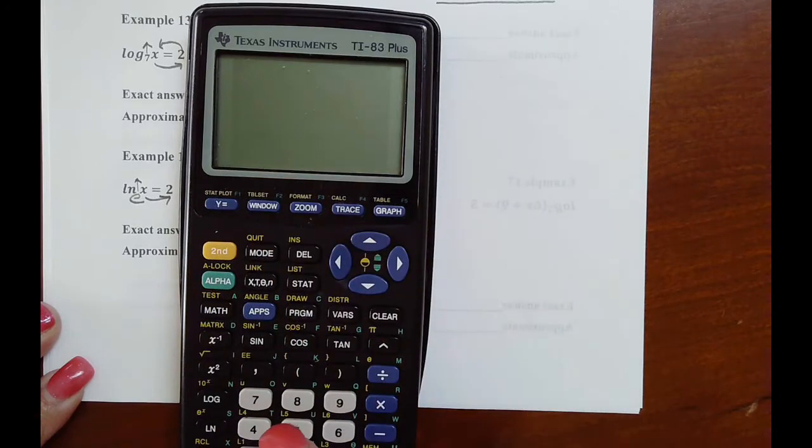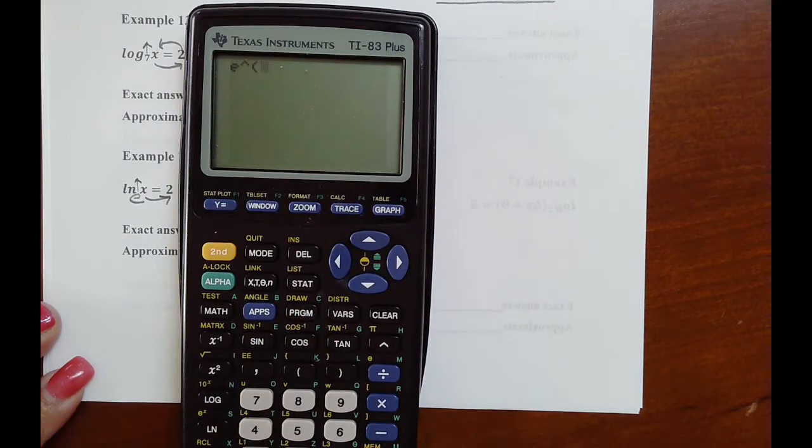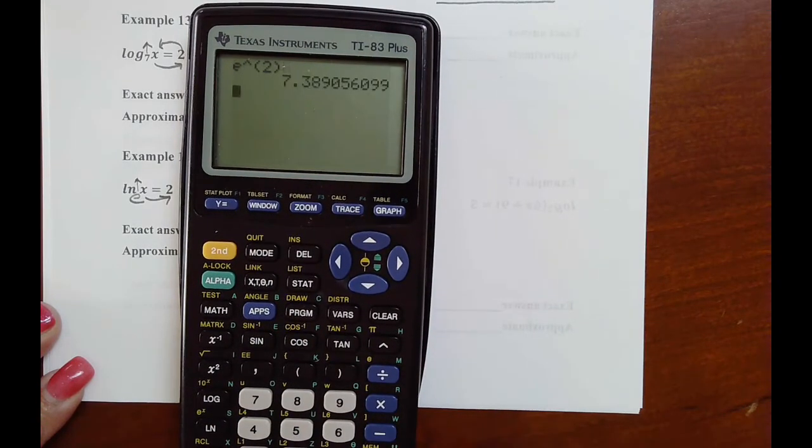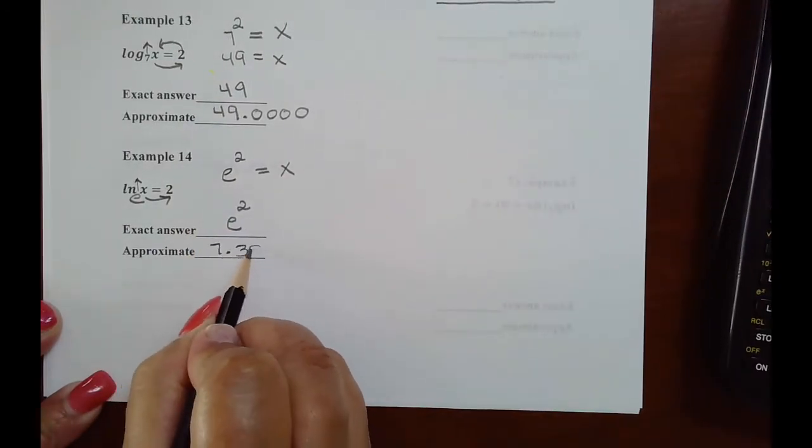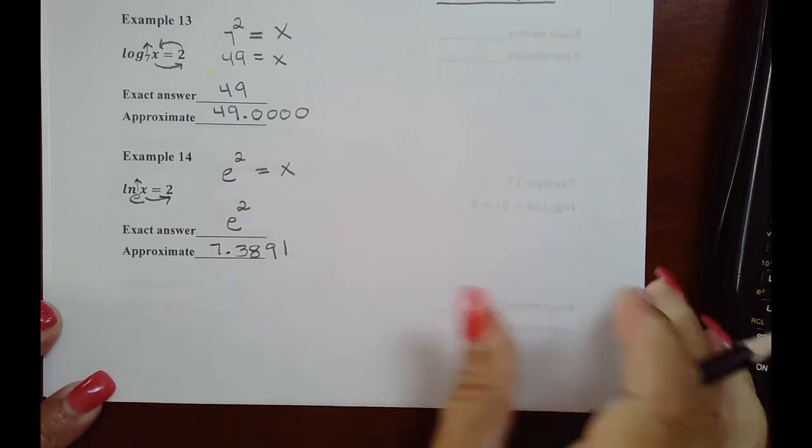So it'd be second, call up e to the x, and then feed in the power. And that would be to the fourth decimal place, 7.3891. Okay, moving to number 15.